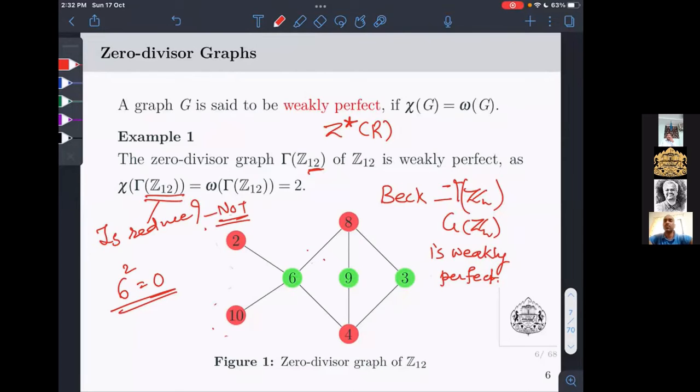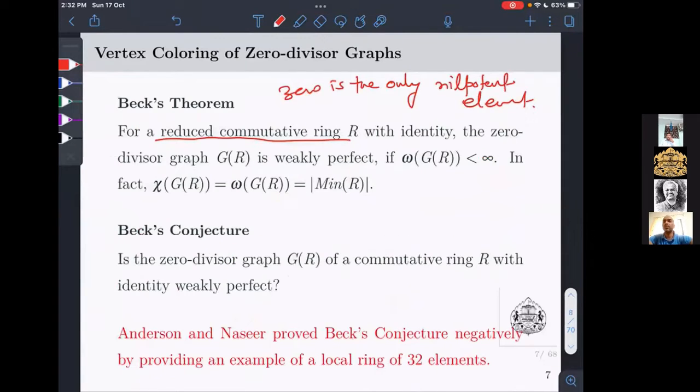But the very good thing about reduced rings is that the graphs are weakly perfect. Of course, when we are going for the coloring, you might have observed that we are looking at finite cliques, because otherwise coloring will go to infinity. So naturally, we are restricting ourselves to whenever the clique number is finite. And the interesting part of this result is that the number of colors required to color this graph, the zero divisor graph of a reduced ring, is nothing but the cardinality of minimal prime ideals of that ring R. So a very nice result we have.